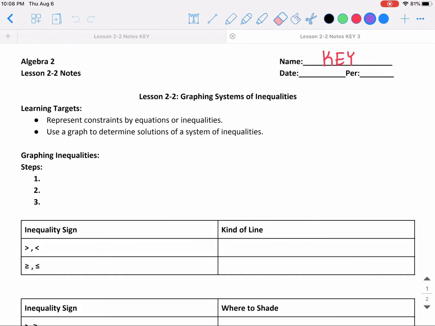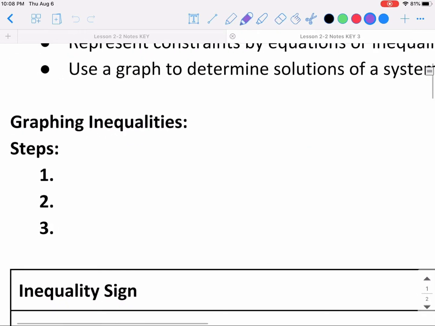The first step is to get the output by itself. So you want to isolate the y. So the first step is to isolate y. Get y by itself on one side of the inequality.